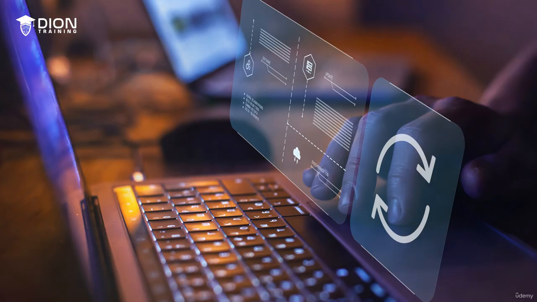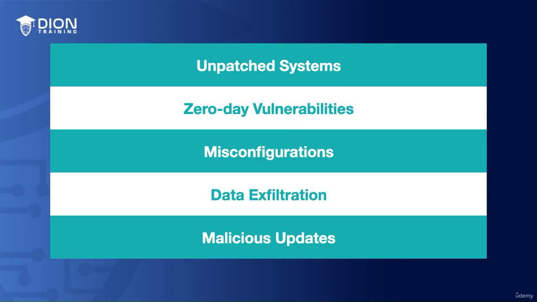So remember, while the vulnerabilities in operating systems can be varied and sophisticated, including unpatched systems, zero-day vulnerabilities, misconfigurations, data exfiltration, and malicious updates, your protective measures don't always have to be complex in order for them to be effective. From patching regularly to encryption to configuration management, we have the ability to significantly enhance the security of our devices and our data by using some common defense in depth measures.